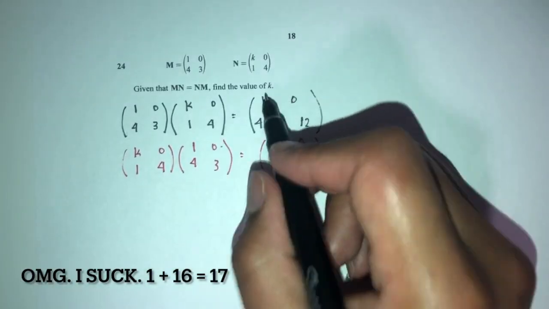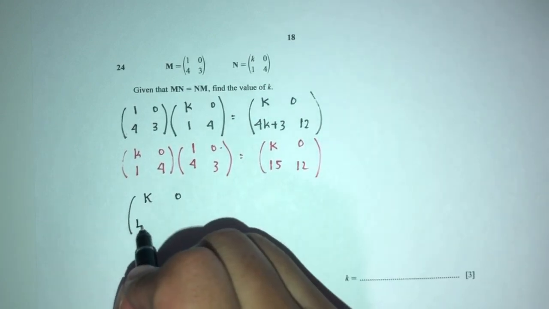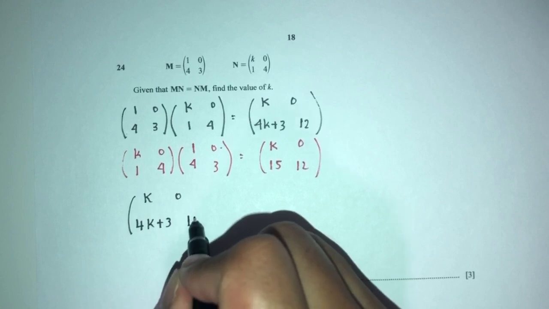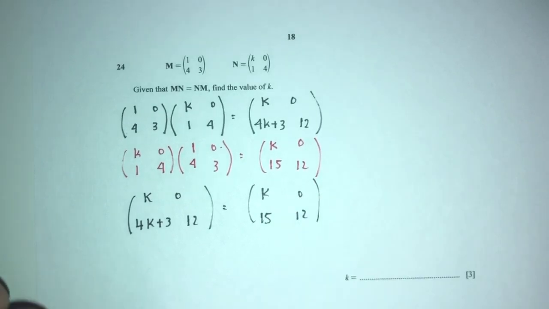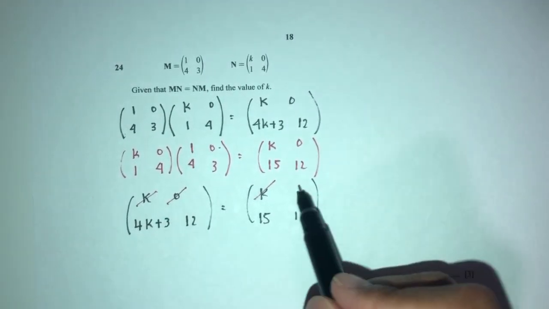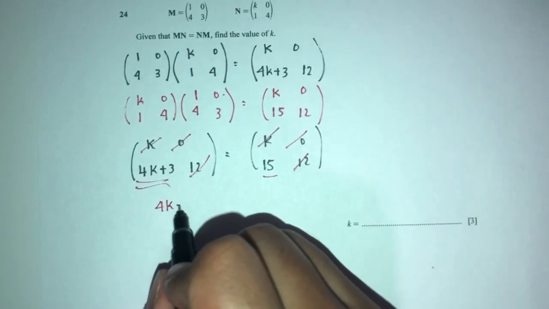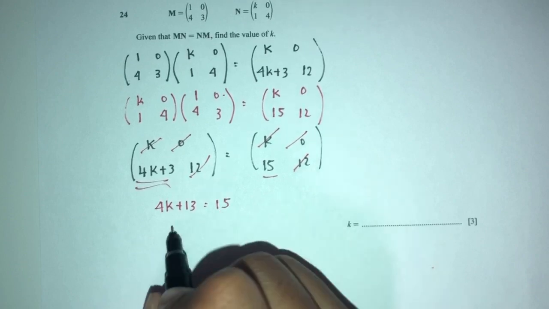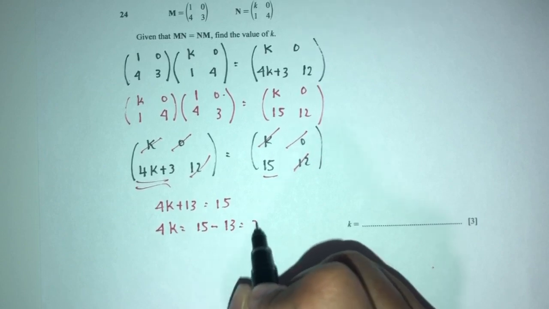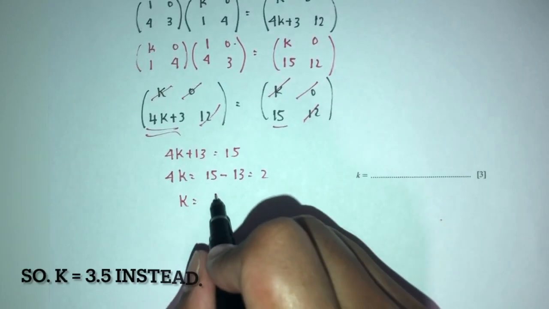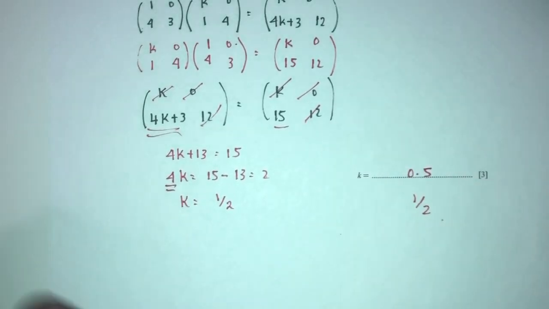So by comparison, we know that this one, k, 0, 4k plus 3, 12, has to be k, 15, 0, 12. As you can see, these all match. This and this match, this and this match, this and this match. So we have to use this to find the value of k. So 4k plus 13 is 15. K has to be 15 minus 13, that should be 2, which means k has to be the value of half. 2 divided by 4 is half. 0.5 or half will be your value of k.